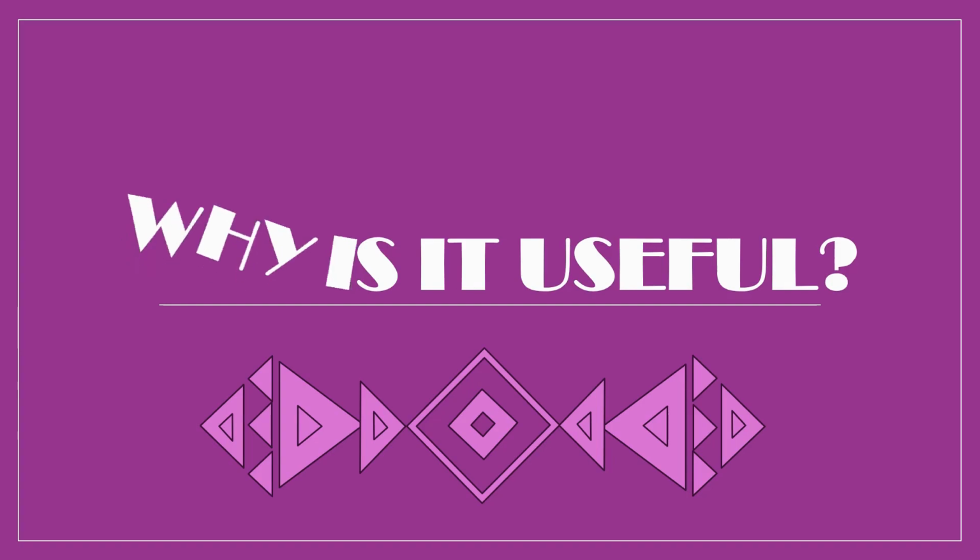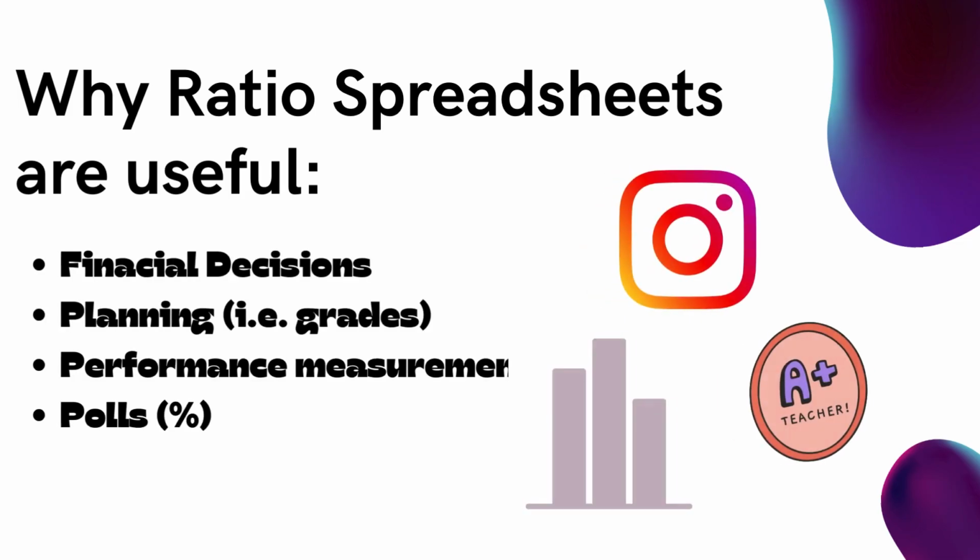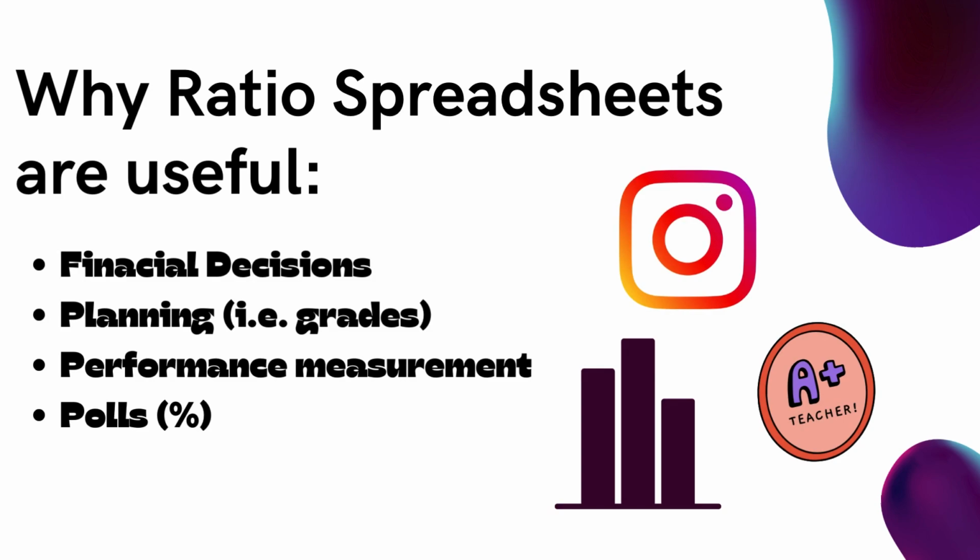So this might lead you to a different question. Why are ratio spreadsheets useful? Ratio spreadsheets can be useful for a variety of different reasons. One of the first reasons being financial decisions. This can help us keep our finances on track and budget for the future. Another reason could be planning, for example, grades. You can plan ahead and see what grade you would need to get on the final or a test to achieve a certain grade point average for a class or your overall GPA.